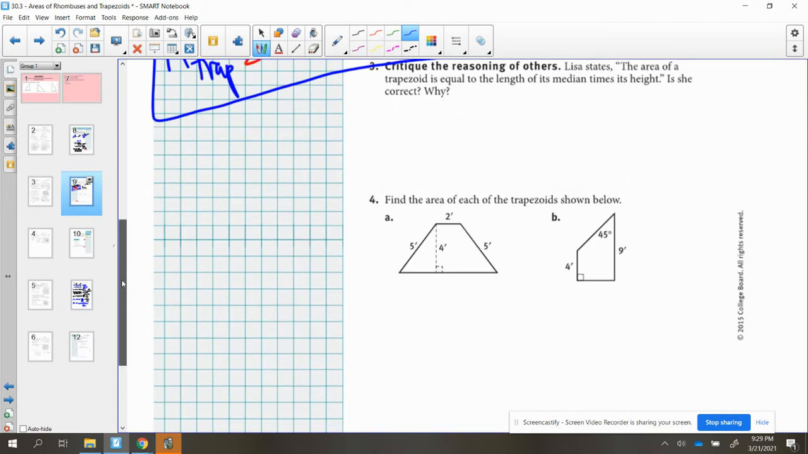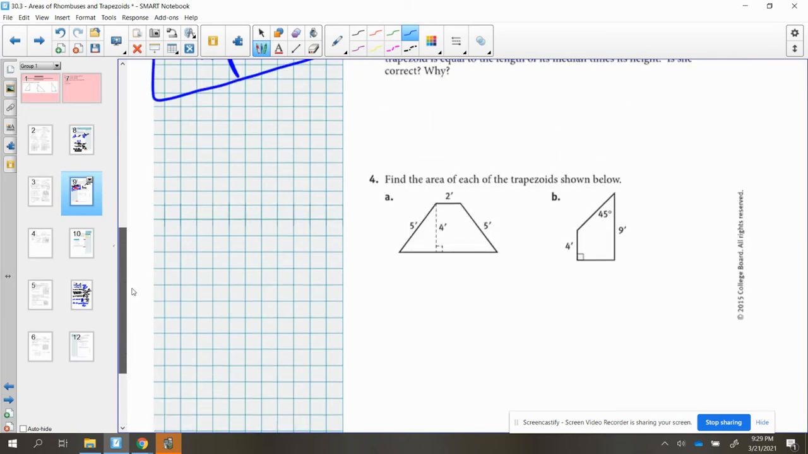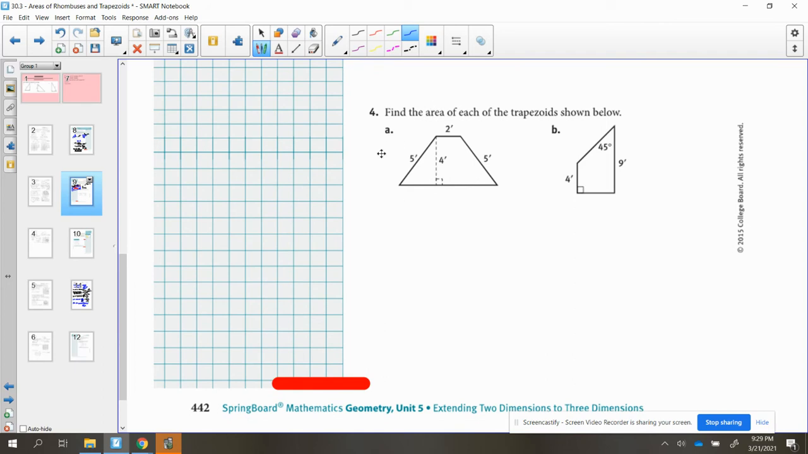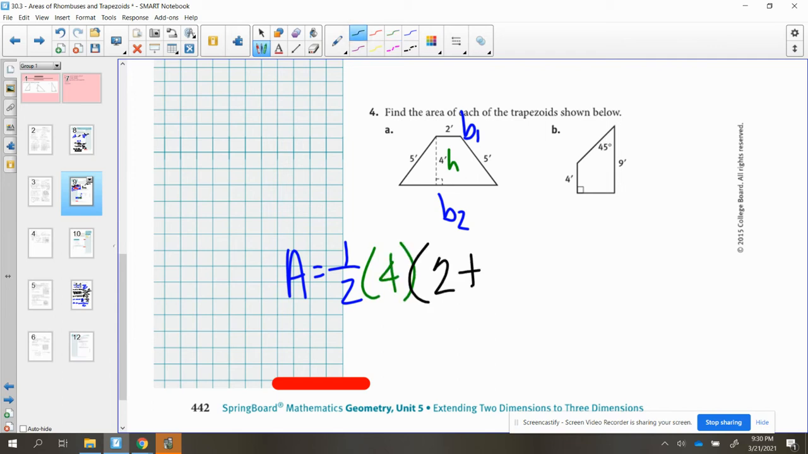Now some more examples, back on page 442. We have examples down here in 4 and 5 with our trapezoids. So a reminder, we have base 1 and we have base 2. Now notice on this one, as we start plugging into the formula, 1/2 the height here is 4. And when we start plugging in, we have base 1 is 2. We just don't have the second base.